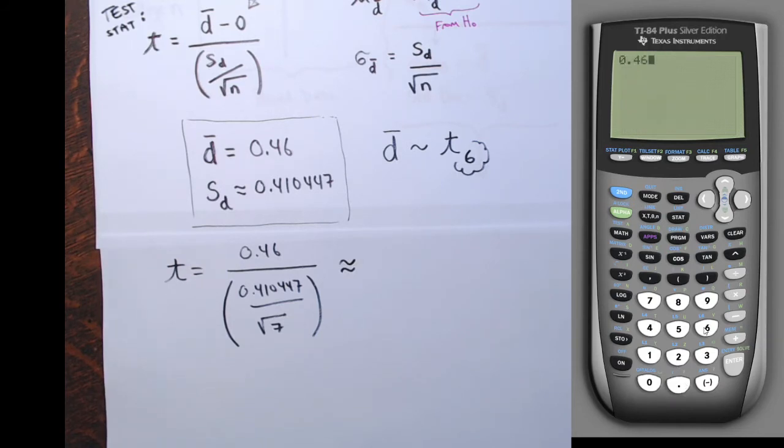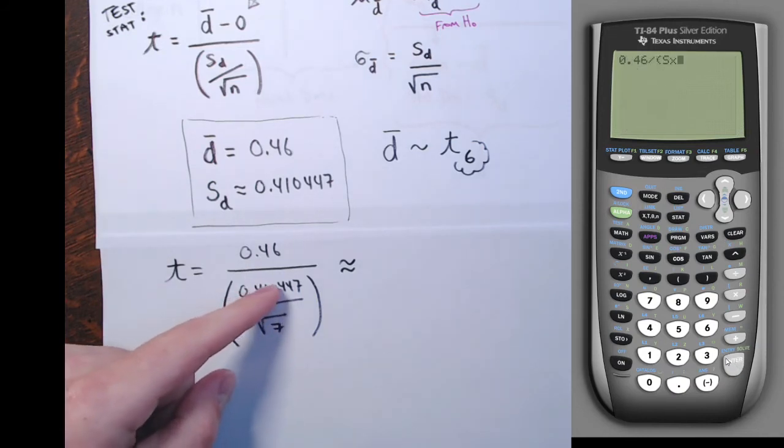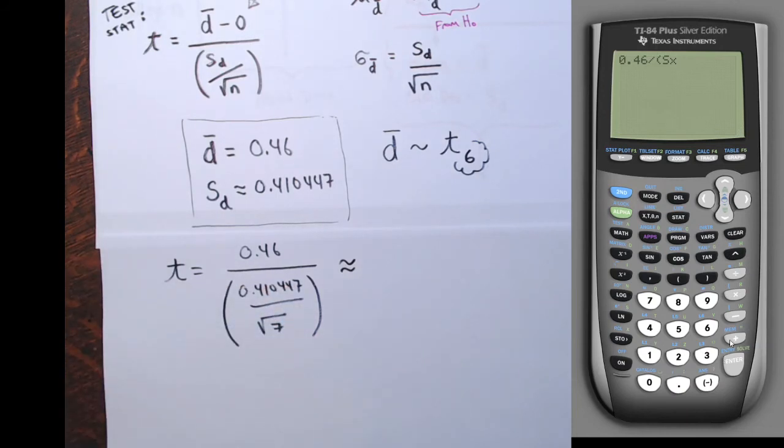There was that d bar divided by, and then in parentheses, right? Because there's a whole other fraction down here in parentheses. Now you can type this out, but if you just want to use the SD, the standard deviation of the sample, you can go to Vars, down to Statistics, number 5, and then you see Sx there. That is the standard deviation I just calculated. That's this 0.4104, 0.4104469, whatever it was.